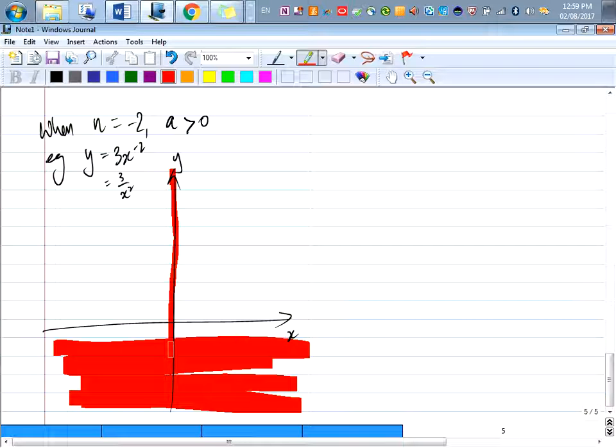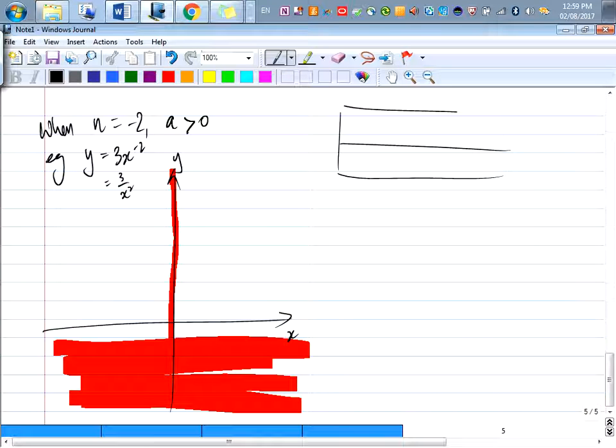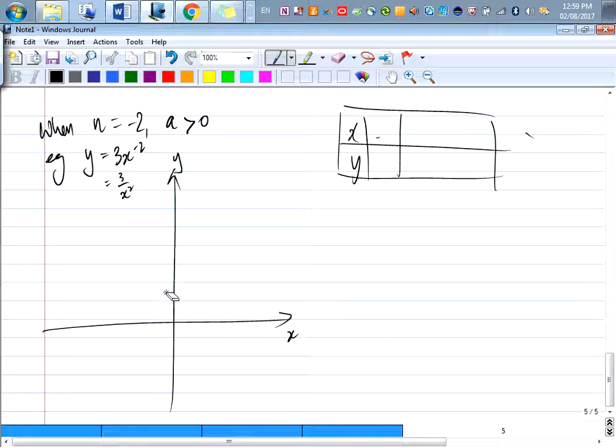Okay, so right now what we can do is to plot the values of x and y. X, y, and then all the numbers. Eventually, your graph is going to look like this. This is the graph of y equals 3 over x squared. Okay, if you plot it out.